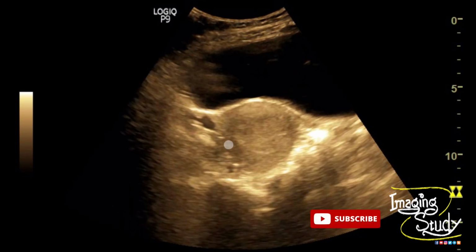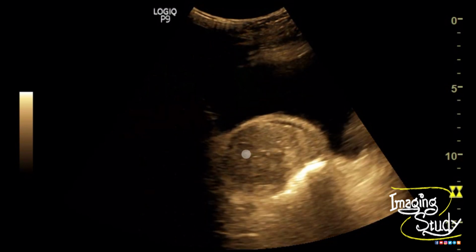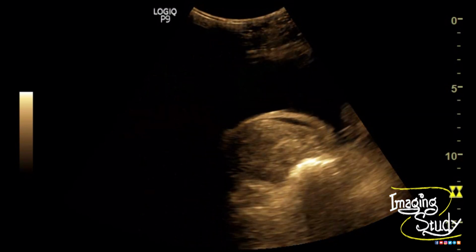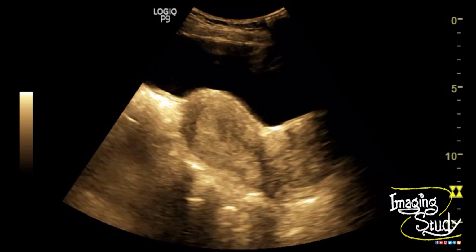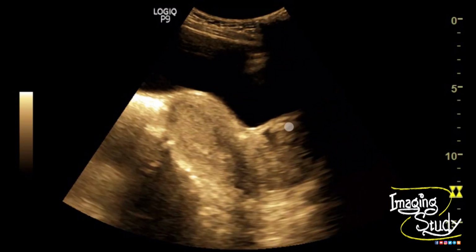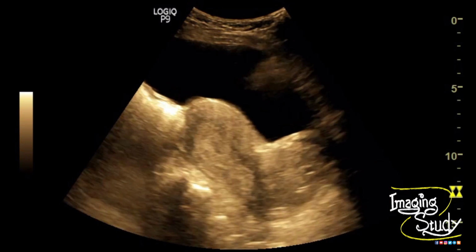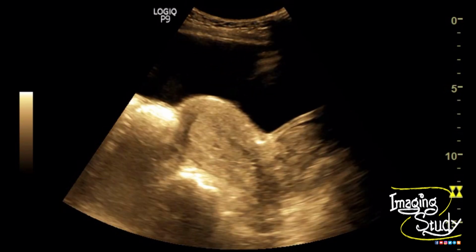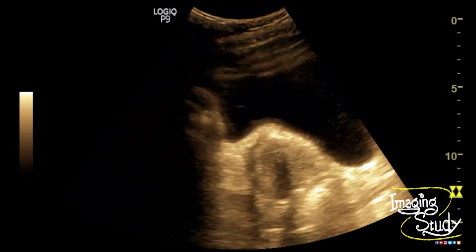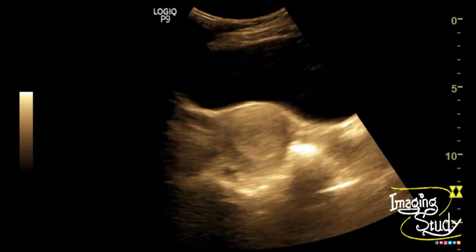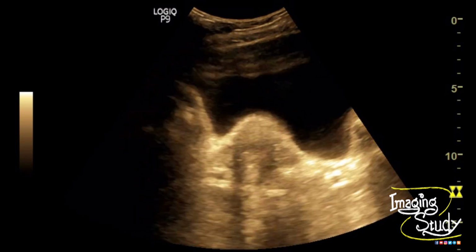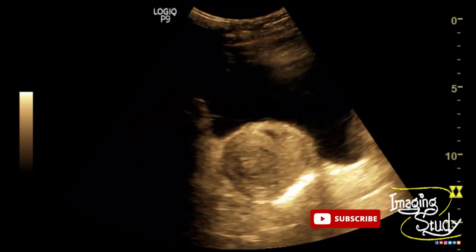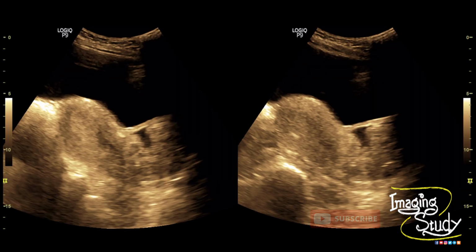In transverse section, you can also see the endometrium is thickened. And here is the mixed echogenic substance at the cervical cavity, which indicates the retained products of conception. Here's the still image of the uterus in longitudinal section, and you can see mixed echogenic substance along with some collection noted at the cervical cavity.